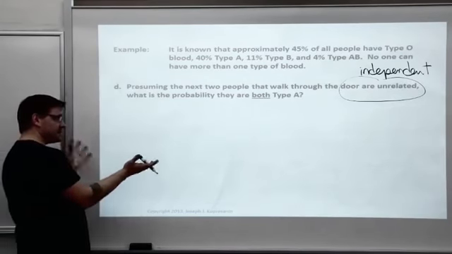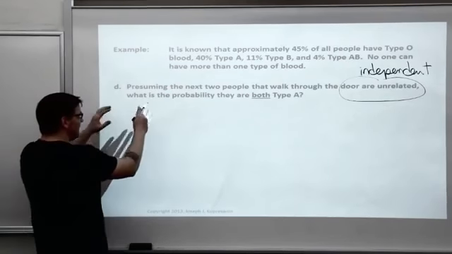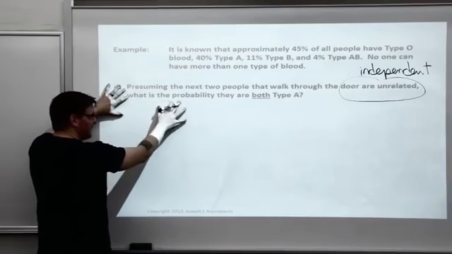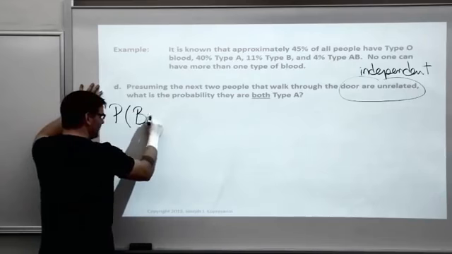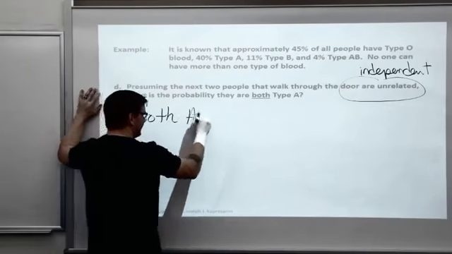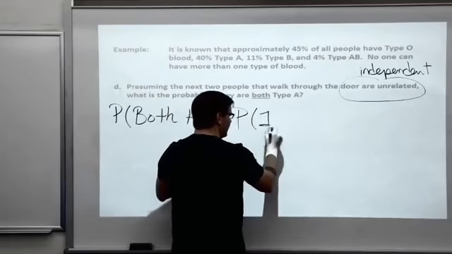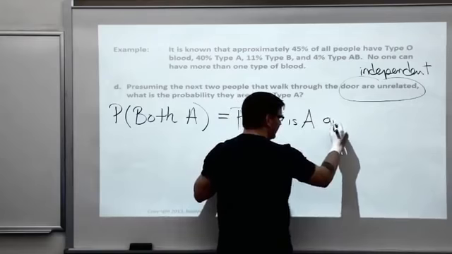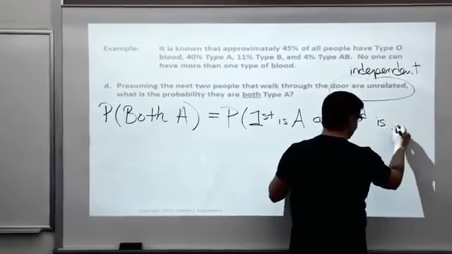All right, hardest thing for students is sort of putting the words into the formulas. I have 2 people, I'm going to use the independent rule, and what's the probability that they're both type A? Here we go. Probability that they're both A is exactly the same as the probability that the first person is type A and second person is type A.